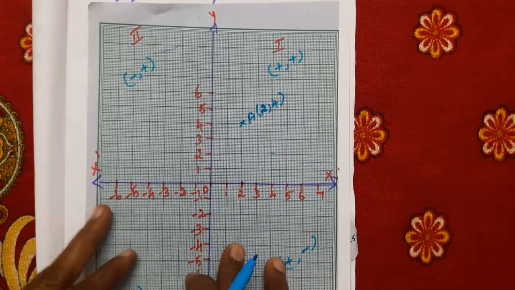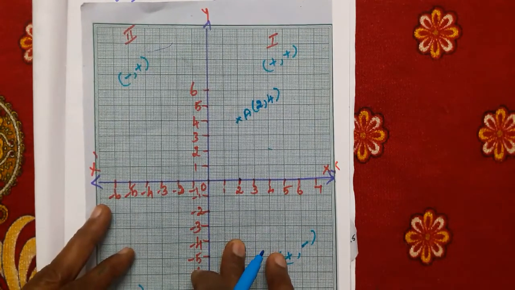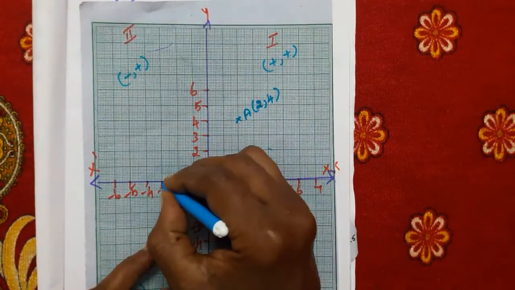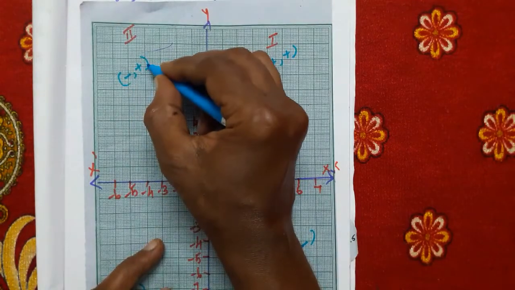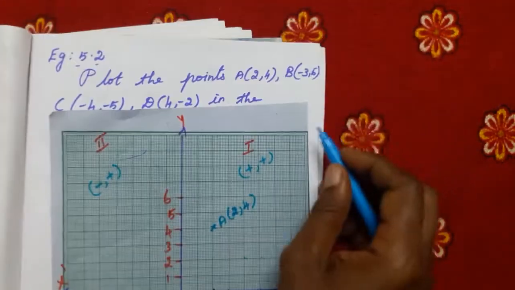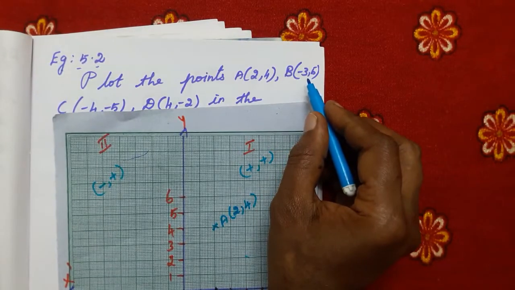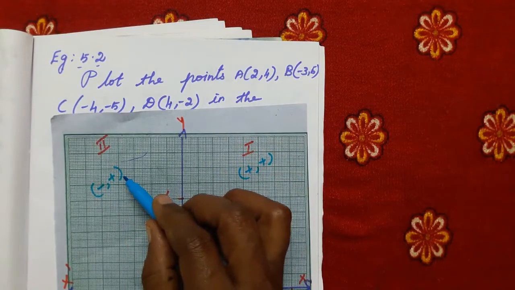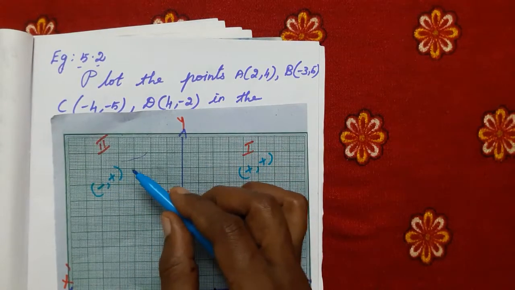B (-3, 5). Where is minus 3? Here. Negative, positive. So it lies in the negative, positive. Which quadrant does it lie in? Negative, positive means it lies in the second quadrant.